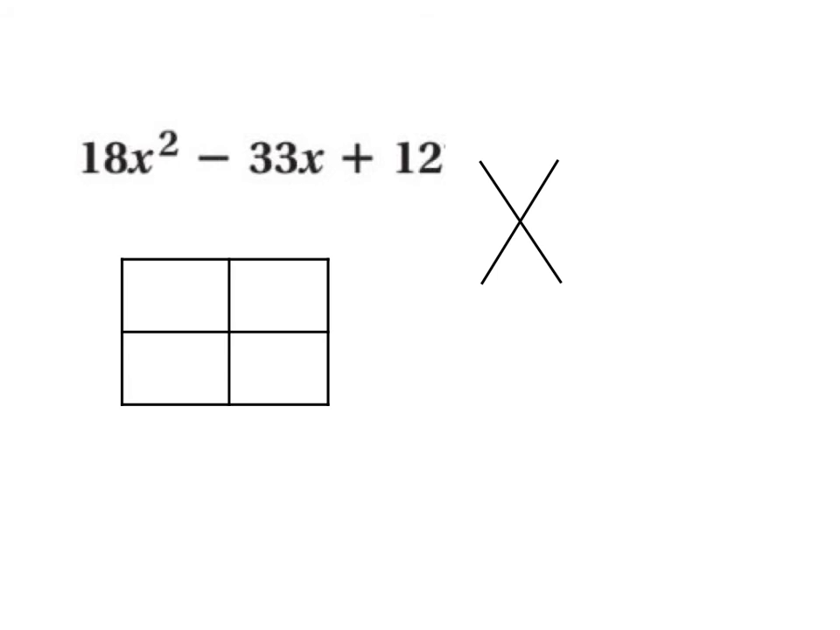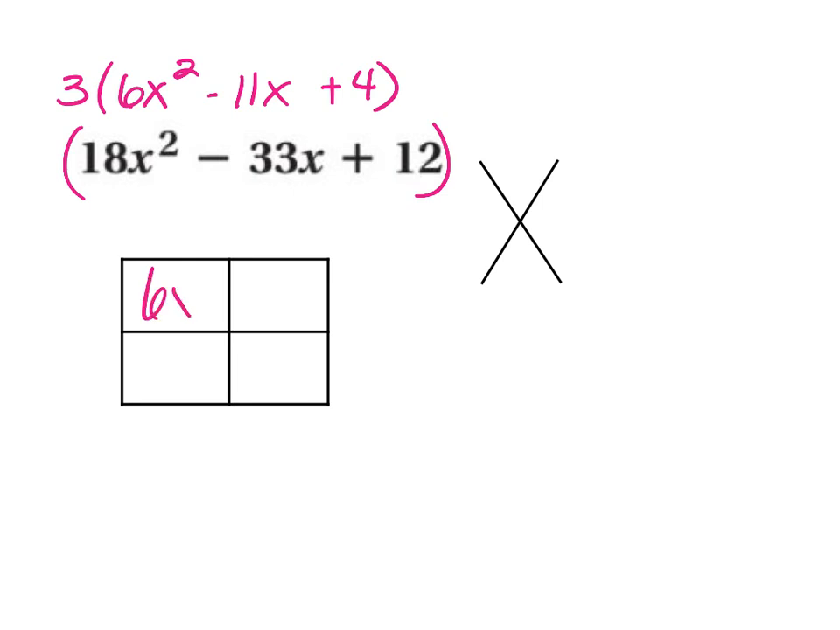All right, last one. It looks like we're going to have a greatest common factor in this case, and I'm willing to bet it's a 3. So let's see here. We have 3 times 6x squared minus 11x plus 4. That makes it a little more user-friendly, of course. Filling in my first and last terms, I have 6x squared and then a plus 4.